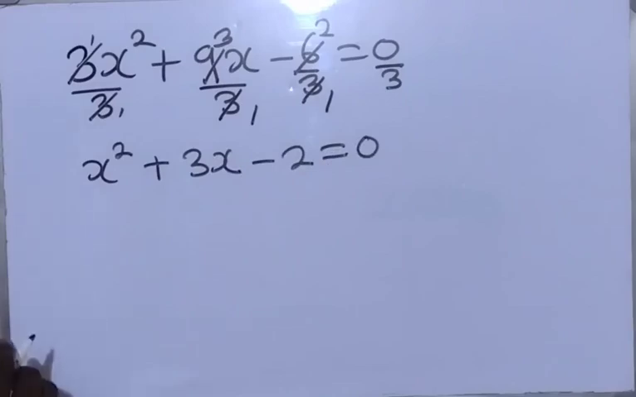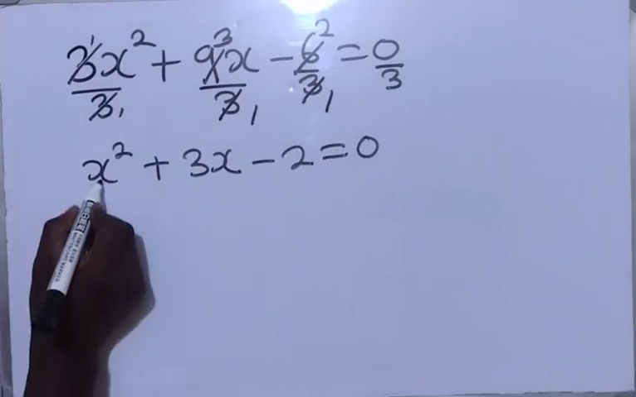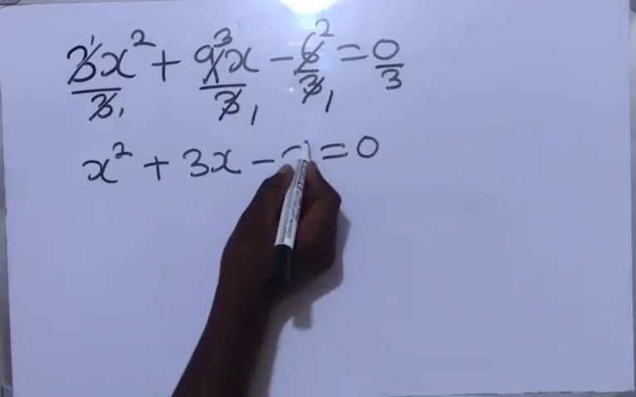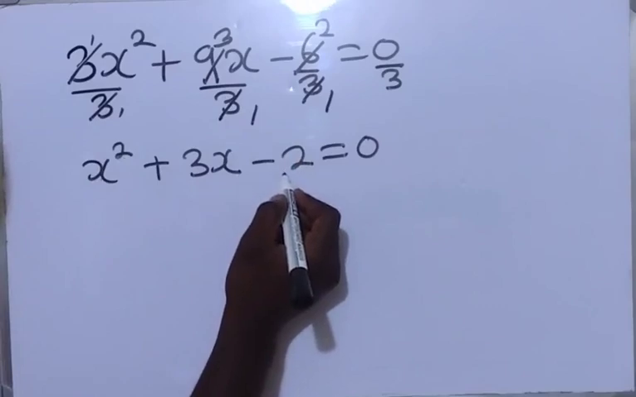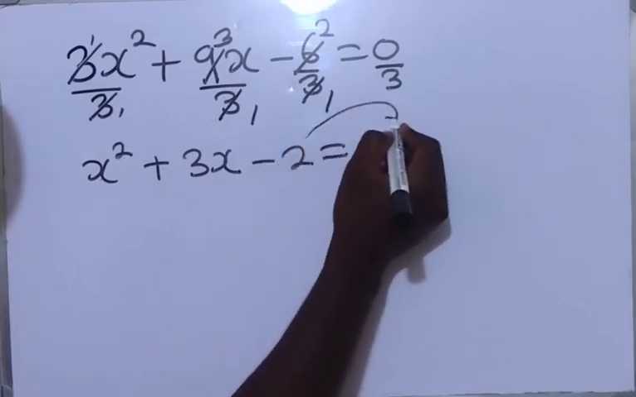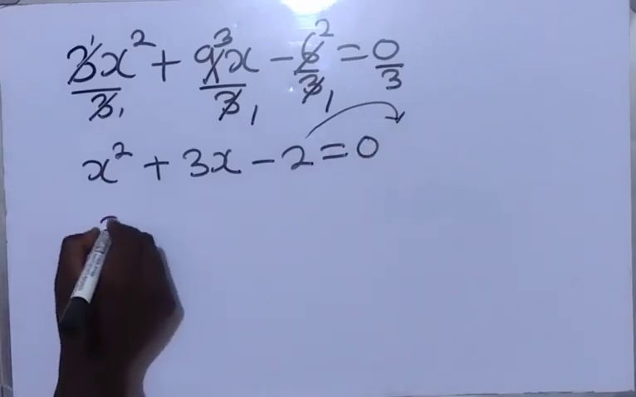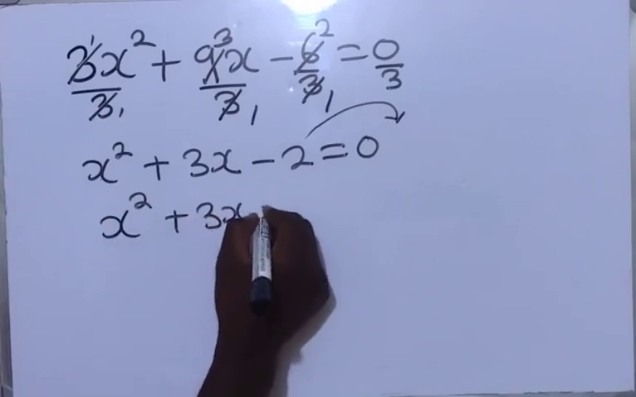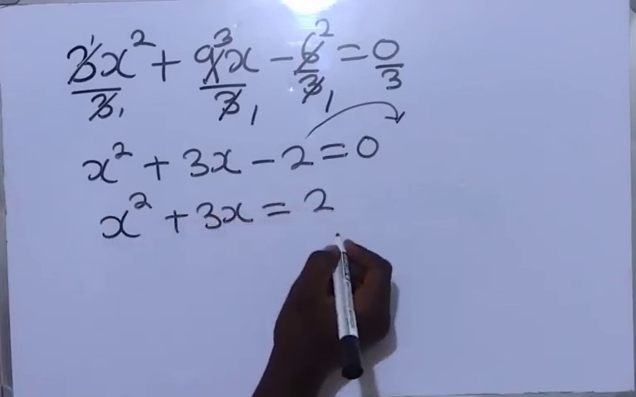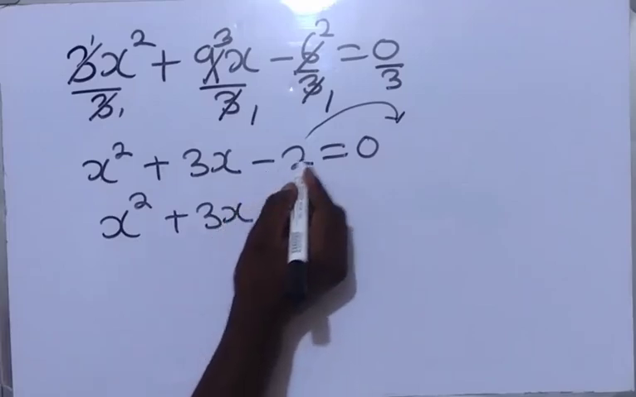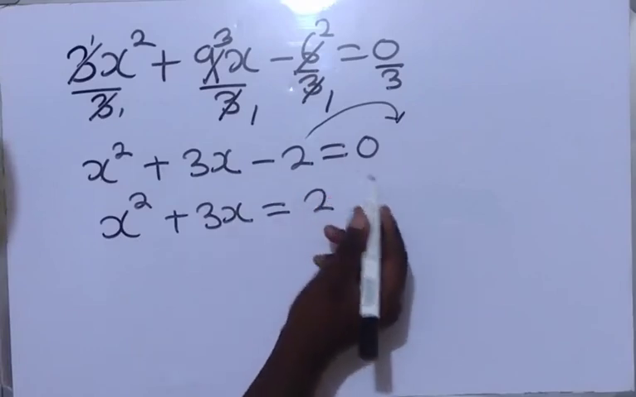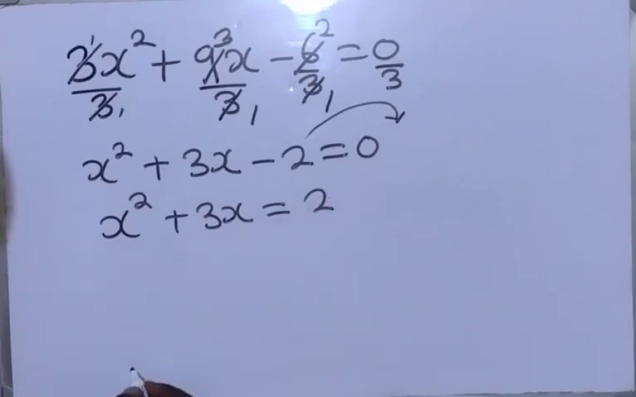Then, second stage, we have made the coefficient of x squared a 1. So what you are going to do is take this constant term to the right-hand side. So this negative 2 will go that side. So we are going to have x squared plus 3x is equal to what? A 2. Because this is a negative 2, when it goes to the right-hand side, it becomes a positive 2. So it will be 0 plus 2, which is a 2.